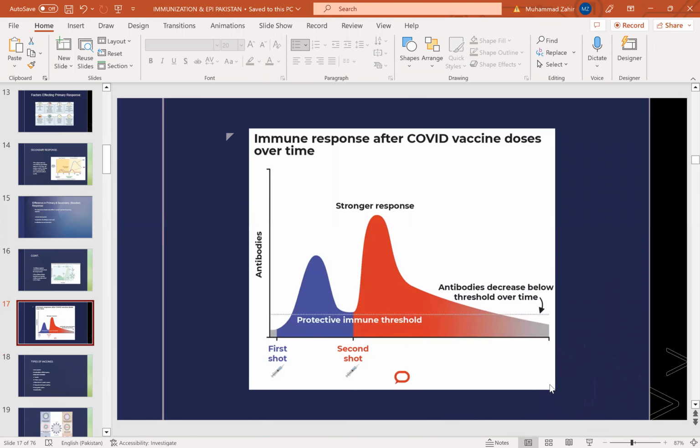Immune response after COVID-19 doses over time. If we see after the first shot of COVID vaccine, there is a rise in protection, but it was at a low threshold. Then after the second dose, there was a stronger response, but antibody decreased below threshold over time.